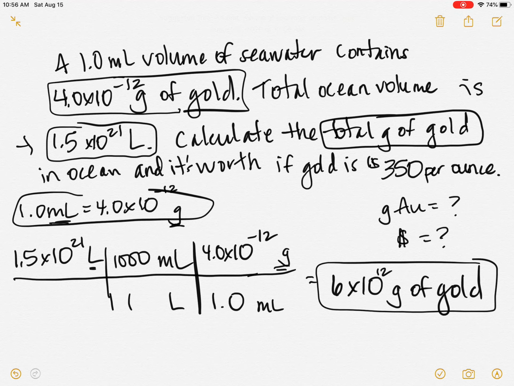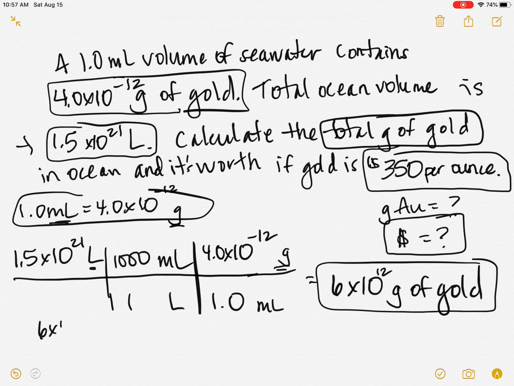Okay, so I've answered my first question. In all the ocean water combined, there should be 6 times 10 to the 12th grams of gold. That's a lot of gold. The second question, though, was what's its value? Okay, so I'm trying to get money. And they, of course, told me that gold is valued at $350 per ounce. So I need money out of this somehow. And I also know that I have this many grams of gold, and I know it's worth $350 per ounce.